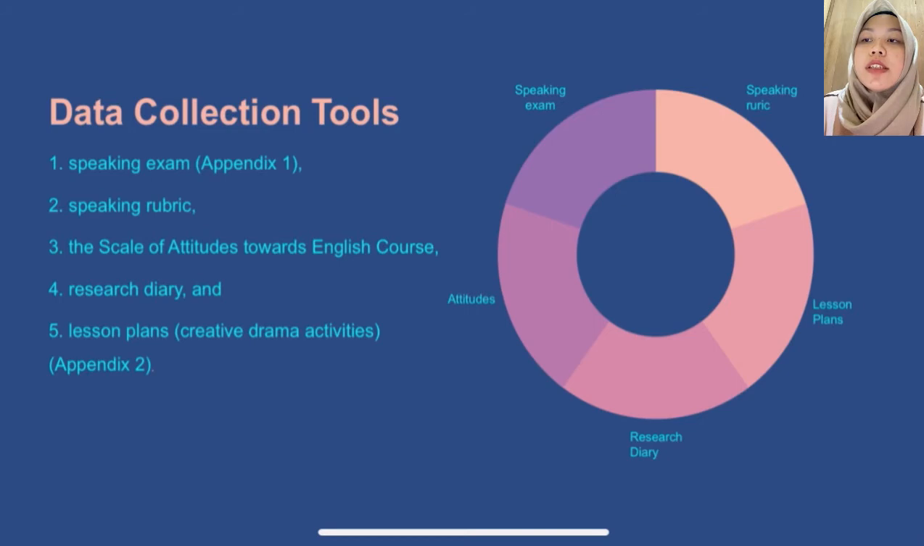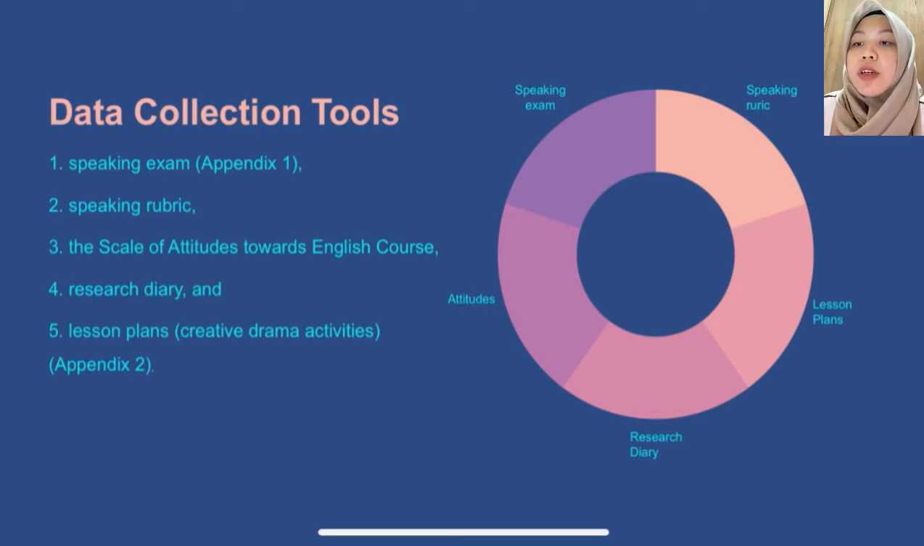Then data collection tools used in the process of 10 weeks. There are speaking exam, speaking rubric, the scale of attitudes toward English course, research diary, and lesson plans. The speaking exam is a test that is used to measure the students' ability to reach their speaking skill acquisition in the curriculum. And the speaking rubric, developed by Etter 2006, was used to score the students' speaking performance. The speaking rubric includes comprehensibility, grammar, vocabulary, and fluency sections.